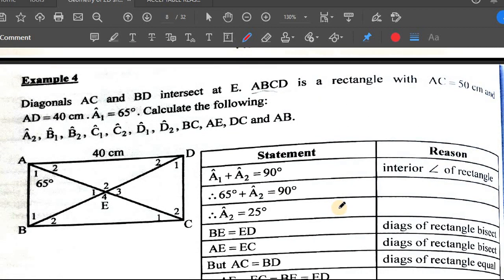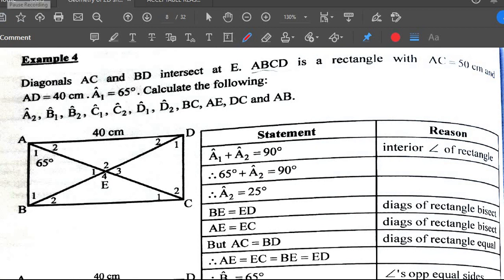Let's go to example 4 on page 150. Okay, so they've got your diagonals here, AC, BD. I'm not going to go into this too much detail to try and save some time, right? So we've got all of this here. AC is equal to 50, and AD is equal to 40. Okay, we got that there.